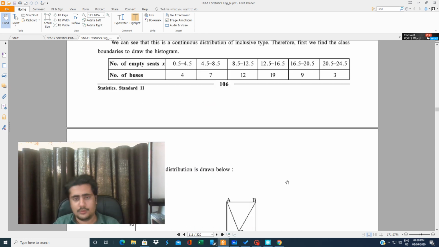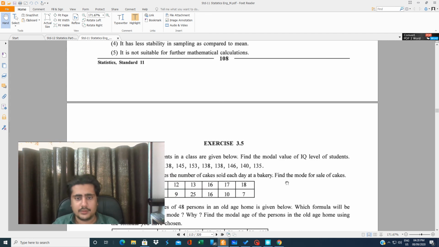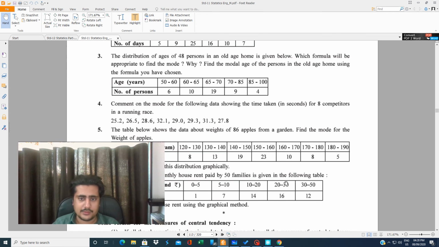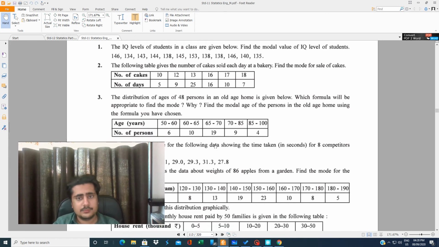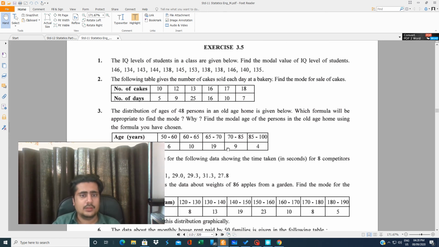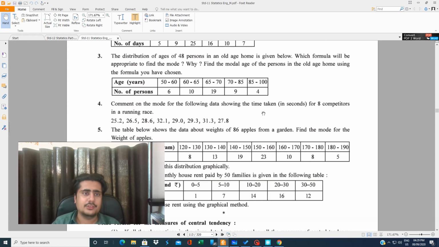So now let us do a sum from an exercise. Is there any sum in the exercise which can be solved like this? We are doing exercise 3.5, third sum. This is not related to maximum frequency, but it is related to the empirical formula. Now I'll teach you how you can know that this empirical formula is used.